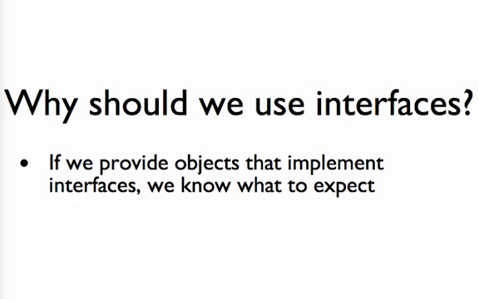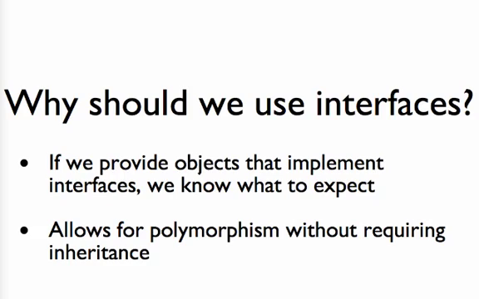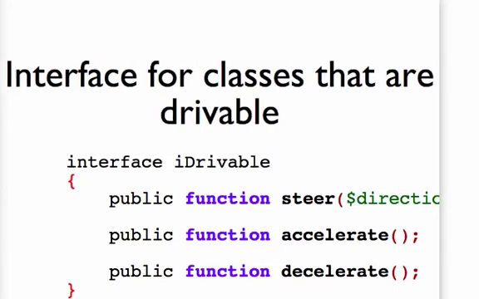If I don't provide those things, there are other ways to guarantee that sort of thing through inheritance, but this way allows us to specify things that we guarantee are going to be there without having to worry about, I've already inherited from something and now I need to add more stuff to it. It allows for polymorphism, which we will also get into in a moment, without requiring inheritance.